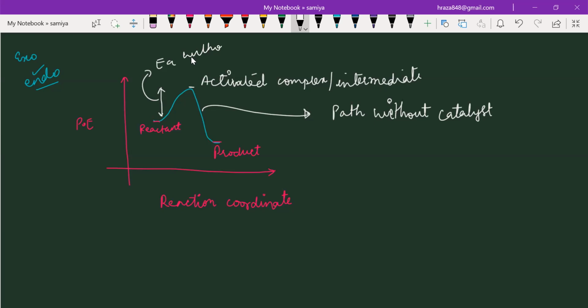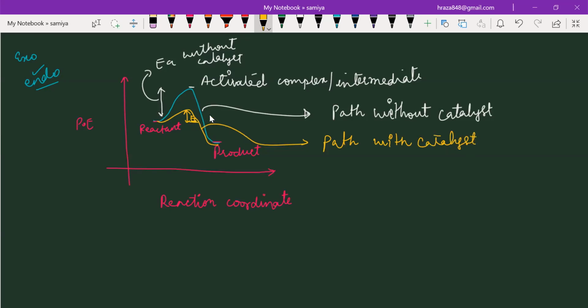But if you are going to use a catalyst, then the path will be like this, and you can see the activation energy decreases. And the red color shows the path with the catalyst. And you can see if the activation energy decreases, then the rate of reaction increases. Please do that.